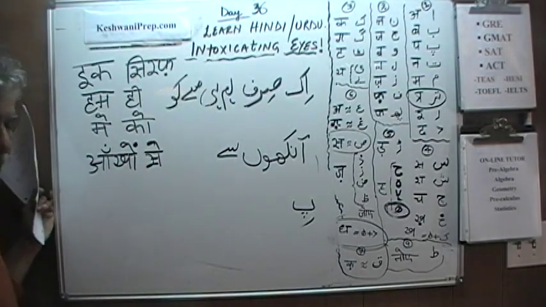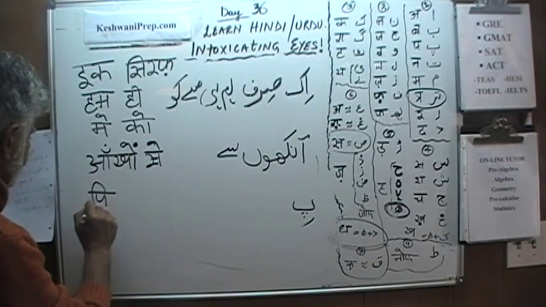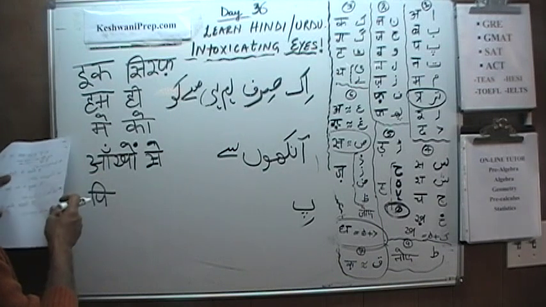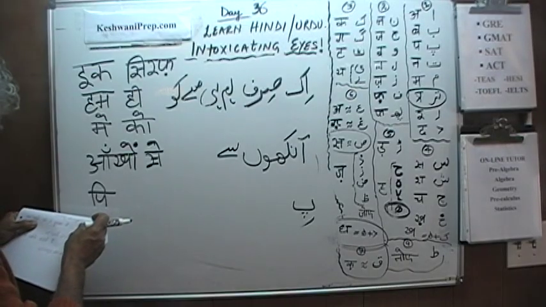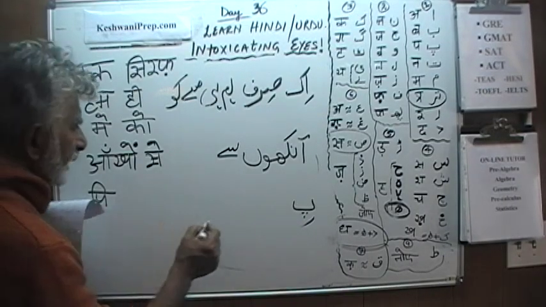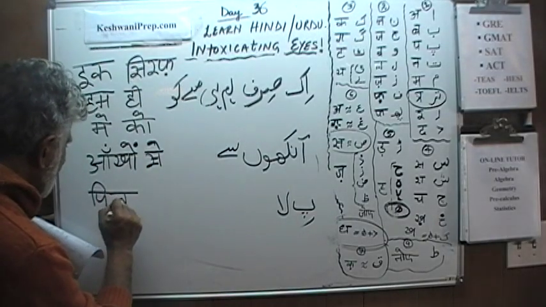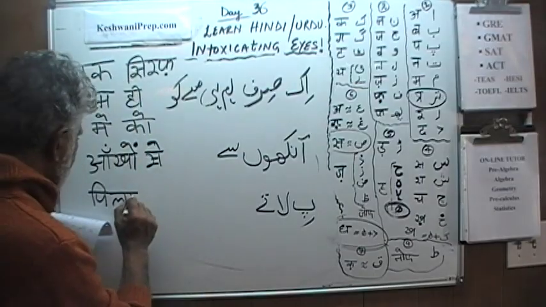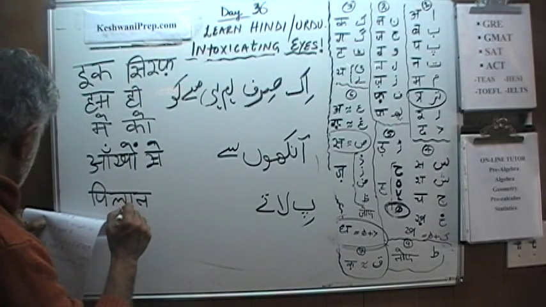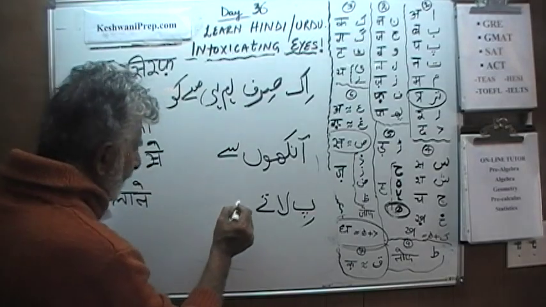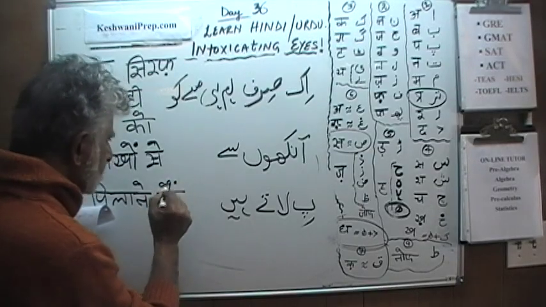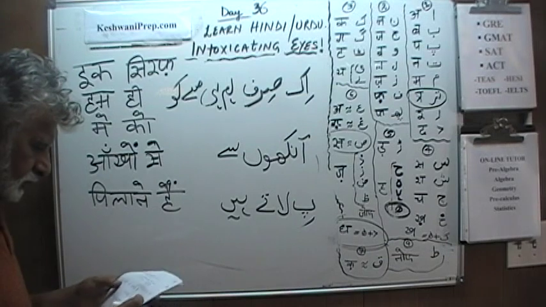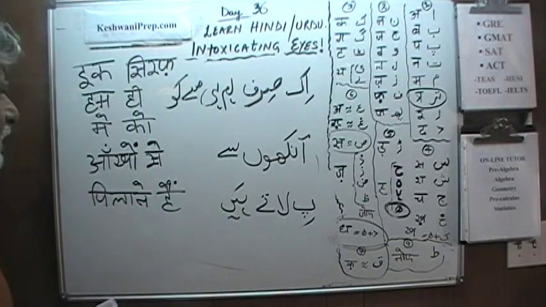Pe with a there that makes it P. And then la, lam and alif, la. And then te, pilate. Pilate, and then he. एक सिर्फ हम ही मैं को आँखों से पिलाते हैं.